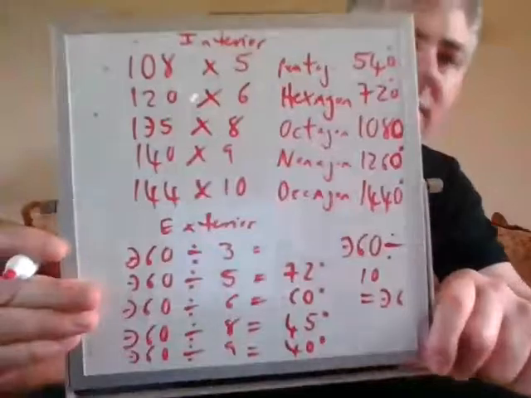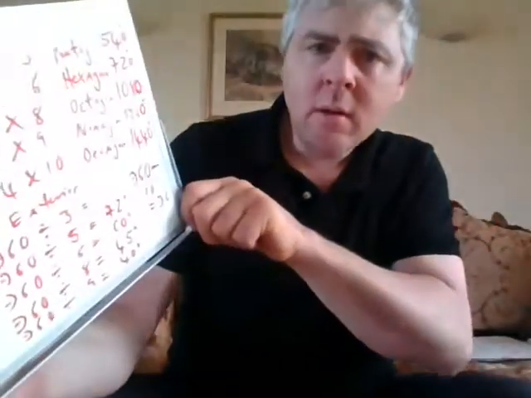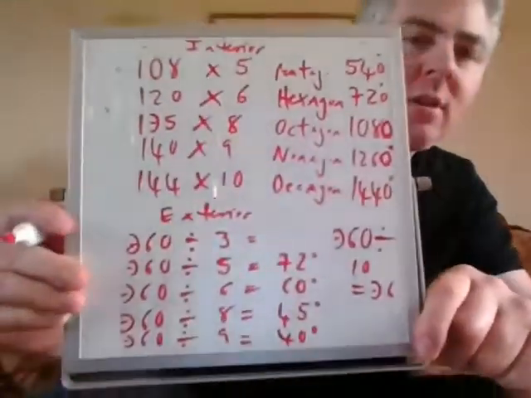360, divide that by 5 gives you 72. 360, divide that by 6 gives you 60. 360 divide that by 8 gives you 45. 360 divide that by 10 gives you 36.